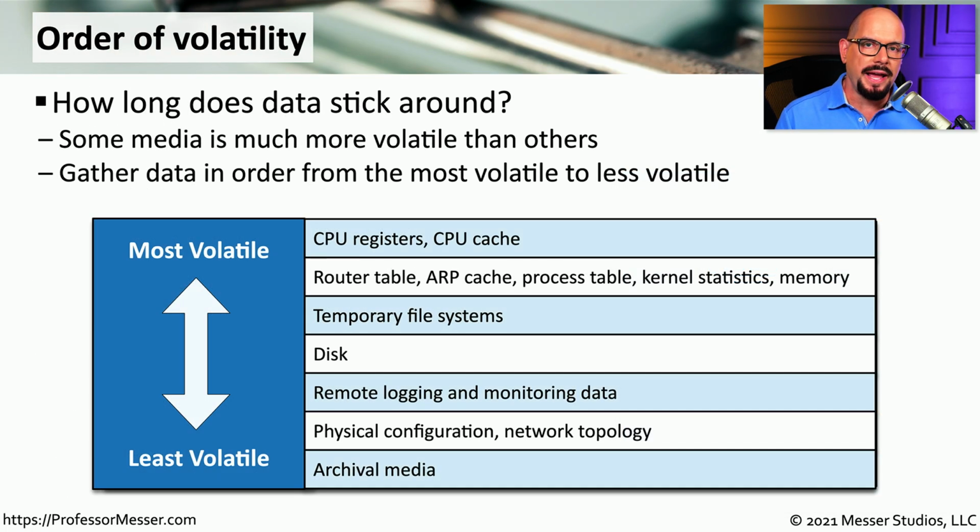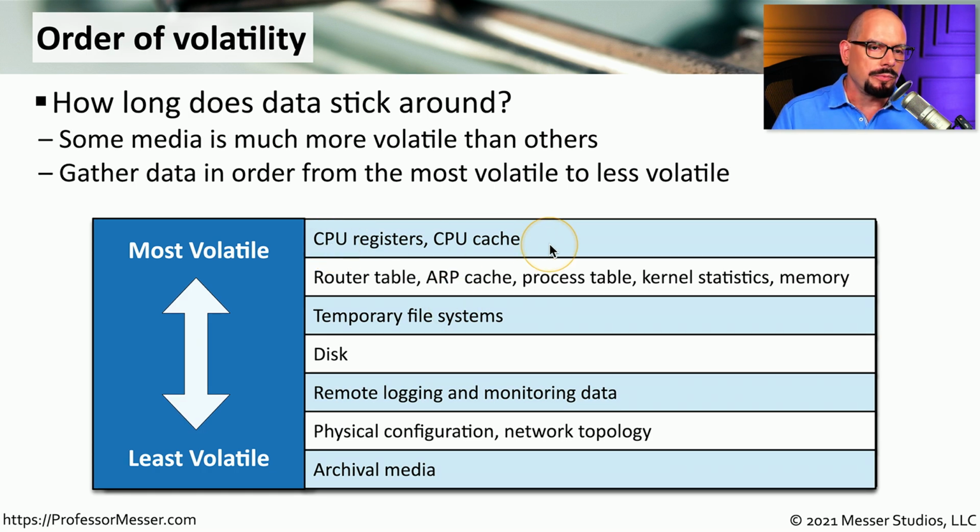One of the challenges we have with computers is that there's a lot of different types of data inside of our computing systems. Some of this data sticks around for a very long time, whereas other types of data may be gone in an instant. If it's your responsibility to collect this data and evidence from a system, then you'll probably want to start with data types that would disappear quickly.